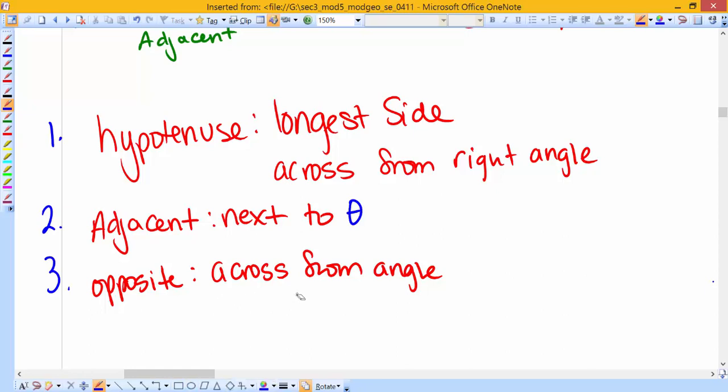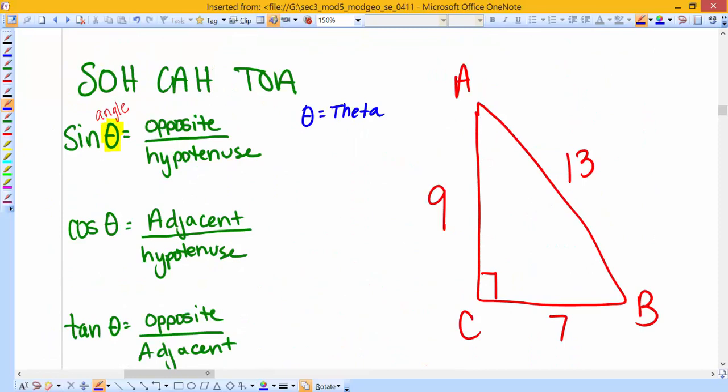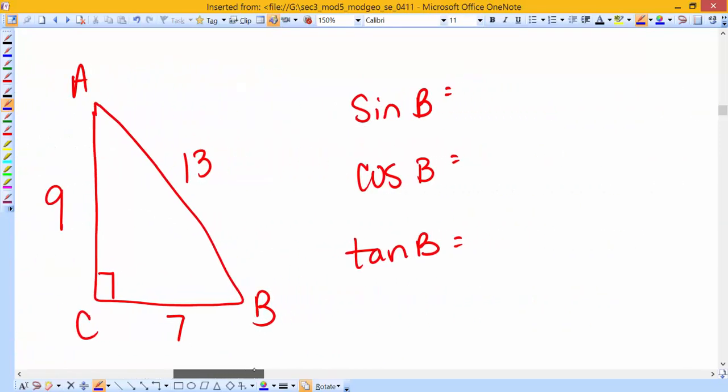Opposite is the side that is across from your angle. Whatever is across from theta or A or B or C, that is the side opposite. Again, it is not your hypotenuse. So you have to label the hypotenuse first. Once that's done, it's done. So let's go ahead and do a quick example over here. We're going to do this a couple of different times.